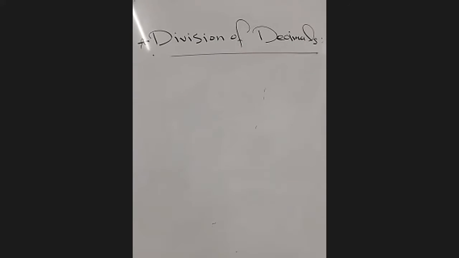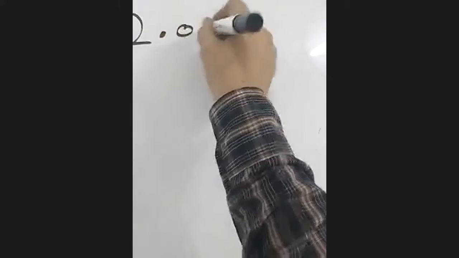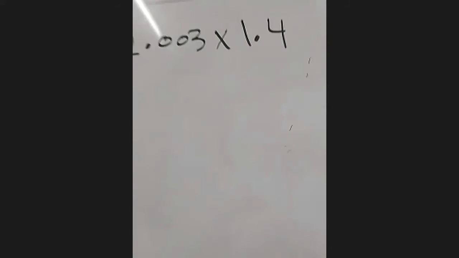I will open my cam. Today we will do, inshallah, division of decimals. Division of decimals, okay? But before that, let's remember one example about how to multiply decimals. Let's multiply this number, 2.003, by 1.4. How do we multiply these two numbers?